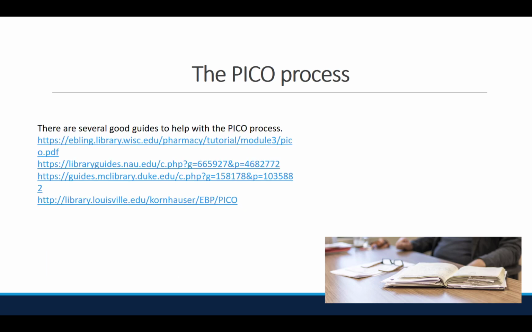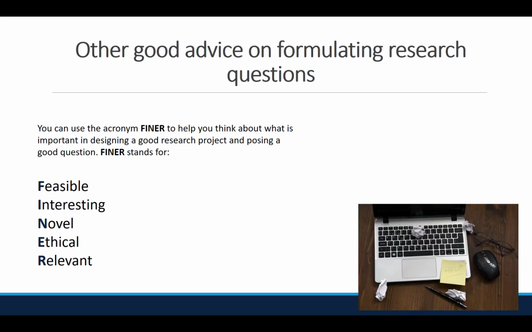There are several good guides to help with this process. Listed in the script are these 4 links. Other good advice on formulating research questions. The libraries at the University of Michigan offer some good advice when formulating research questions. You can find this information by following the link given in the script.